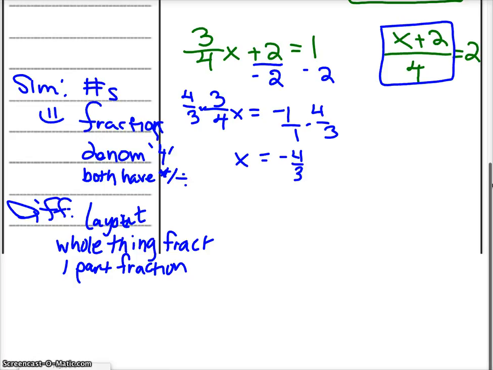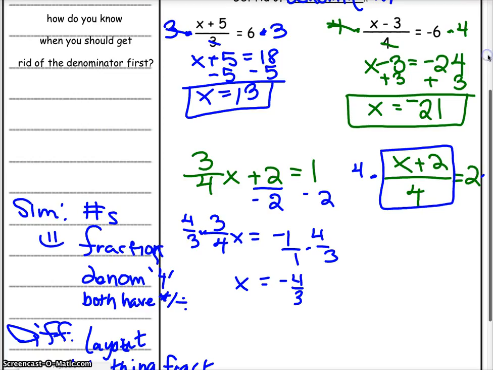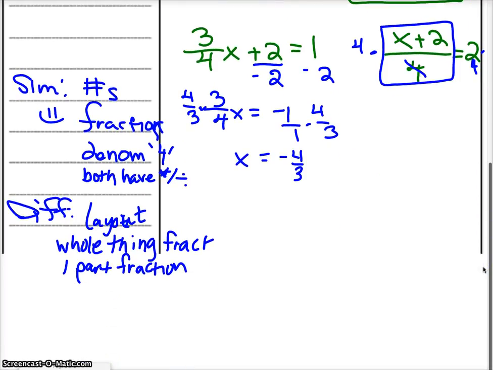Here, you can't solve this one until you get rid of the denominator. So I would have to times both sides by 4 first. That cancels, and you get x plus 2 equals 8, x equals 6. So this, although it looks more complicated, is a much easier way.